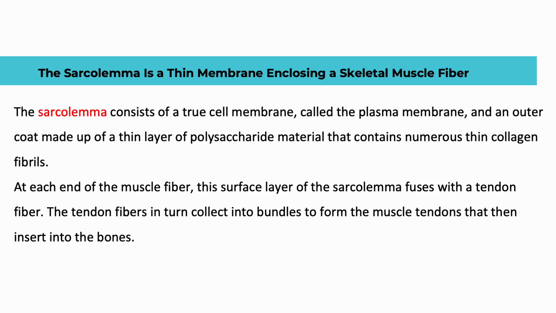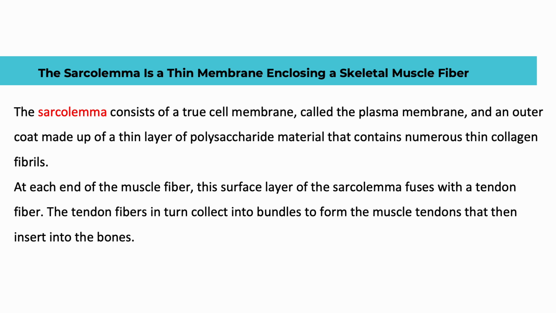The sarcolemma is the outer membrane of a muscle fiber, and it's made up of two layers. The inner layer is a true cell membrane called the plasma membrane, which encloses the muscle fiber. The outer layer is made up of a thin layer of polysaccharide material that contains numerous thin collagen fibrils, which provide support as well as stability to the muscle fiber.